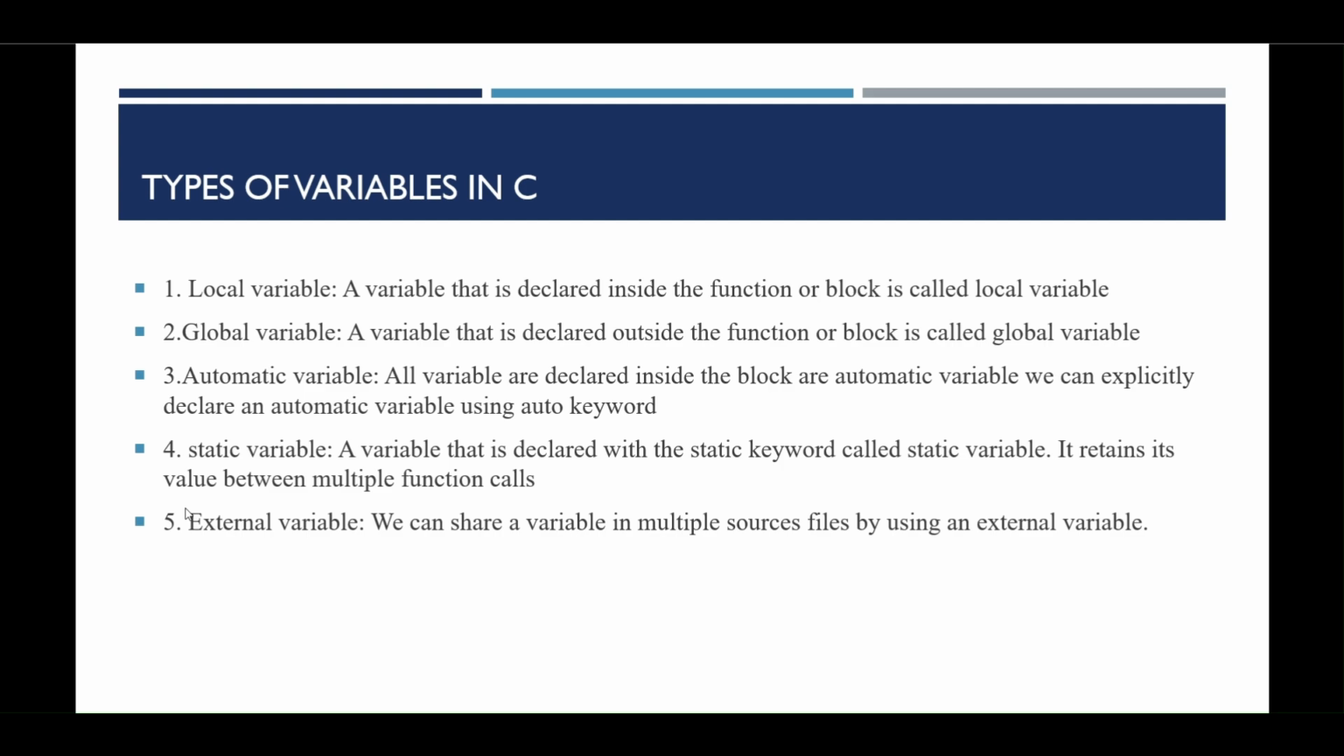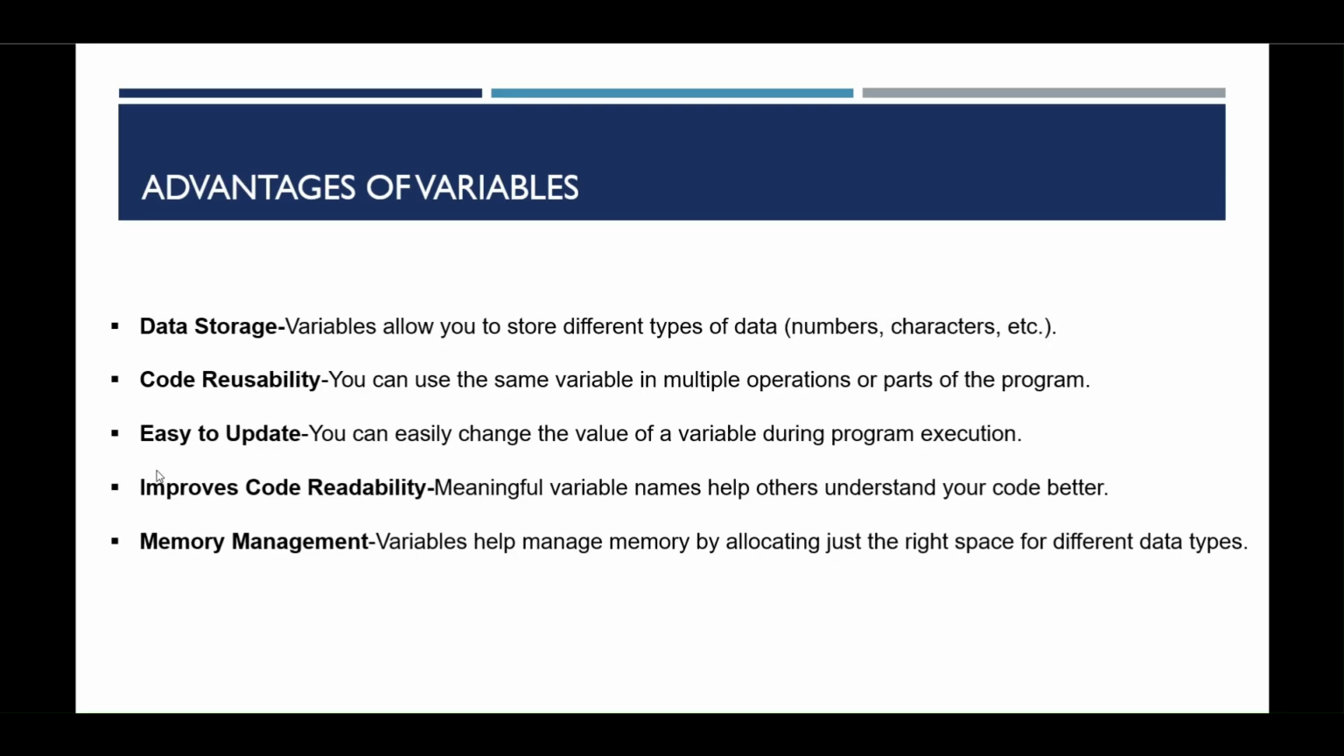We can explicitly declare an automatic variable using the auto keyword. A variable that is declared with the static keyword is called a static variable. It retains its value between multiple function calls. External variable: we can share a variable in multiple source files by using an external variable.